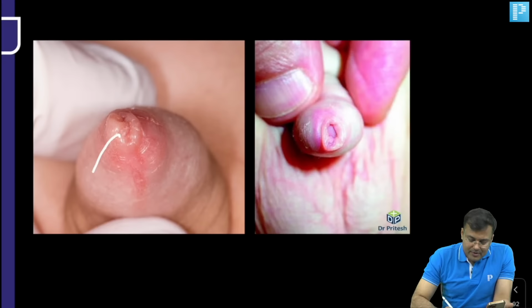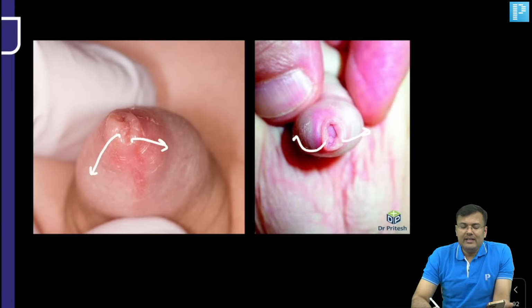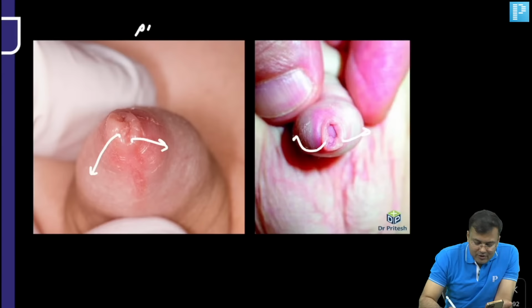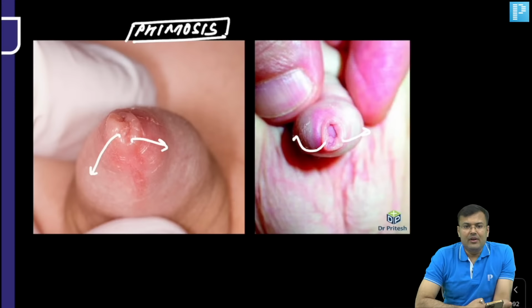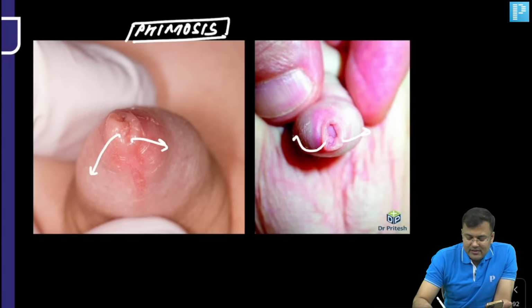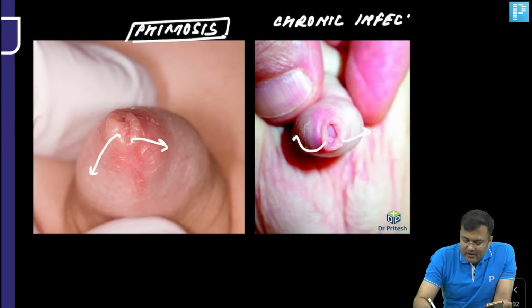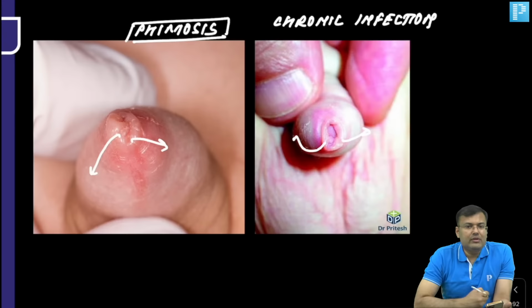The prepuce cannot be retracted over the glans. Clear? What is the name? Phimosis. So the prepuce cannot be retracted over the glans. This is phimosis. Clear? What is the most common cause of phimosis? It's poor hygiene leading to chronic infection. Chronic infection, and you know that phimosis can be congenital also, it can be acquired also.